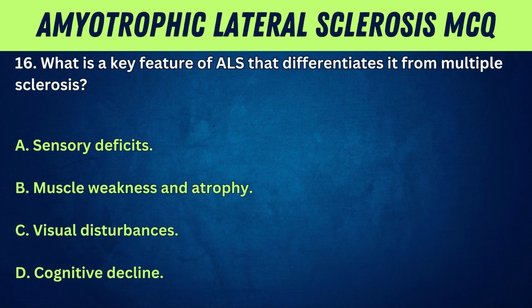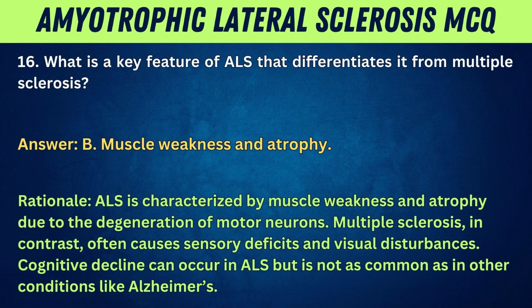16. What is a key feature of ALS that differentiates it from multiple sclerosis? A. Sensory deficits. B. Muscle weakness and atrophy. C. Visual disturbances. D. Cognitive decline. Answer: B. Muscle weakness and atrophy.